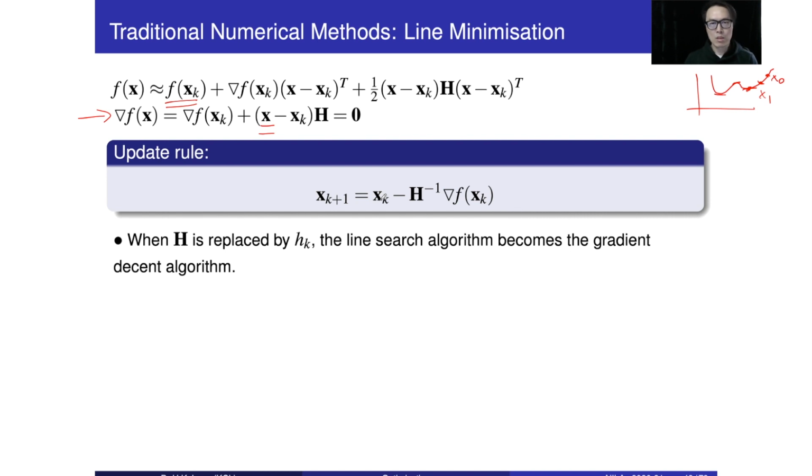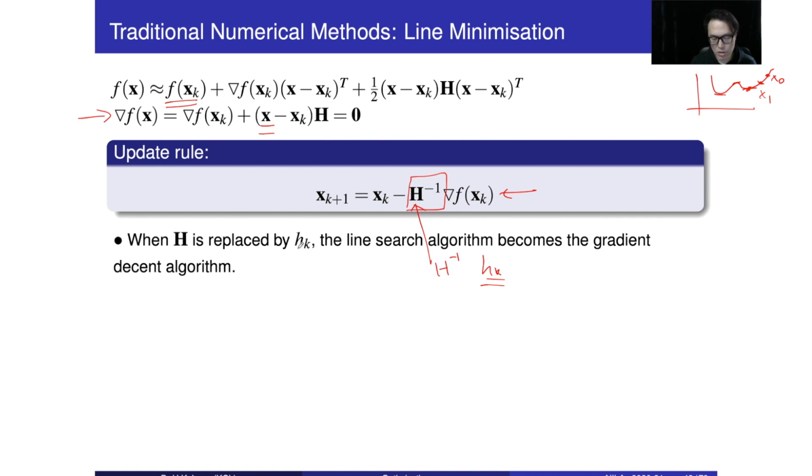So take a closer look at this one. If we replace H inverse by a constant H_k in the gradient descent approach, then this one reduces to the gradient descent method. And one important thing is that when we do the update, we need to find the inverse of H. If the dimension of x is high or very large, it is very computationally expensive. So it depends on you whether you would like to use a constant H_k like the gradient descent, or the line minimization.